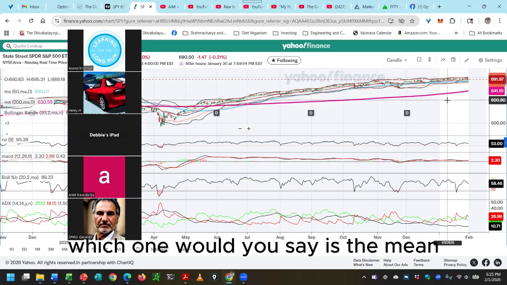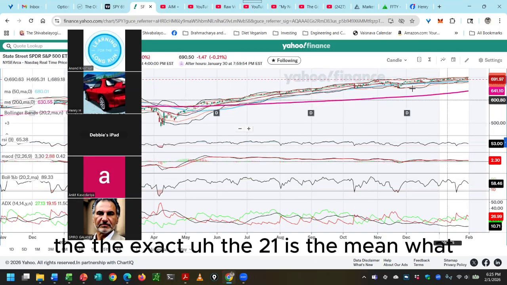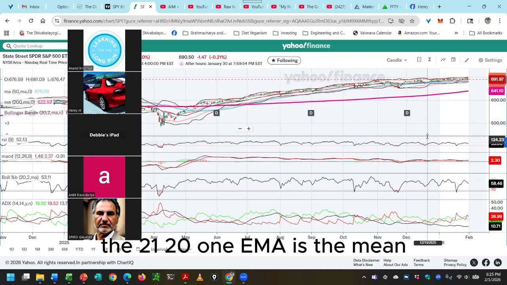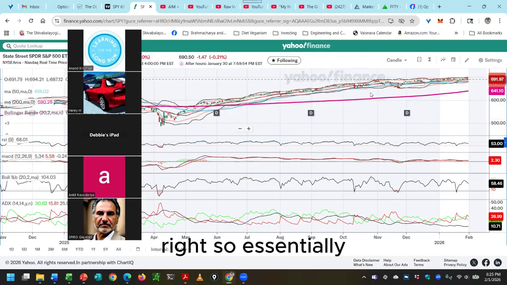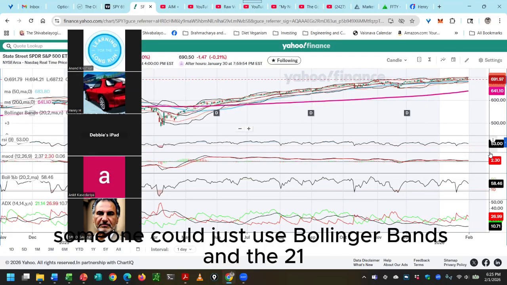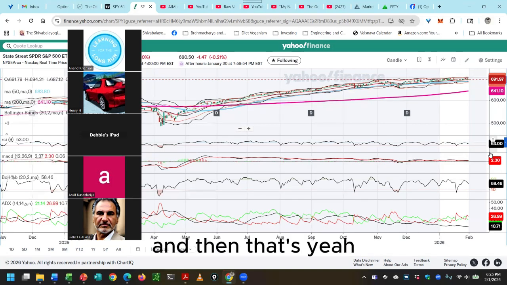So which one would you say is the mean? Exactly, the 21 EMA is the mean, right? So essentially, someone could just use Bollinger Bands and the 21, and that's enough.